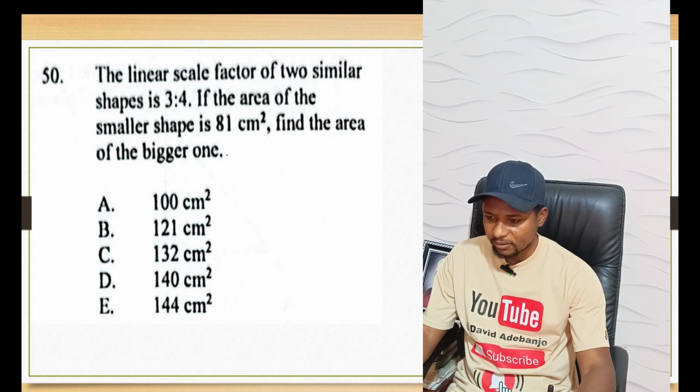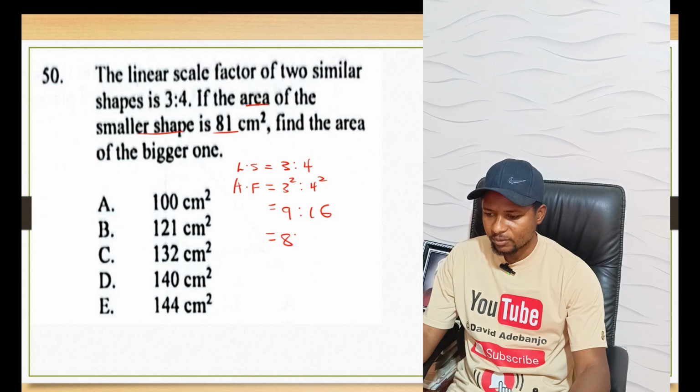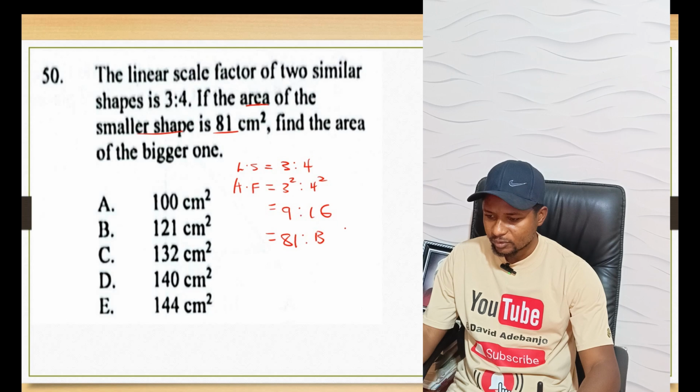The linear scale factor of two similar shapes, they gave you 3:4. And if the area, so we're talking about area, so we need the area factor before we go further. So area factor is when you square both, and that will give you 9 to 16. Now, if the area of the smaller shape is 81, under the smaller ratio you put your 81, find the area of the bigger. So let's just call this B, and that's all. So you can do it anyhow. You can cross multiply, you can use equivalent fraction. I think equivalent fraction is better.